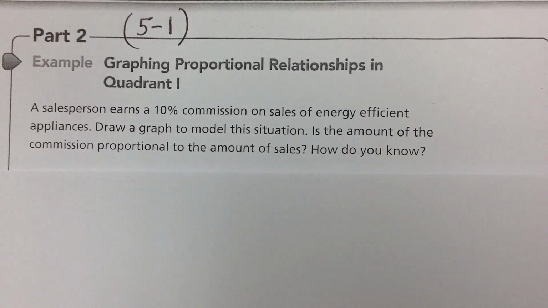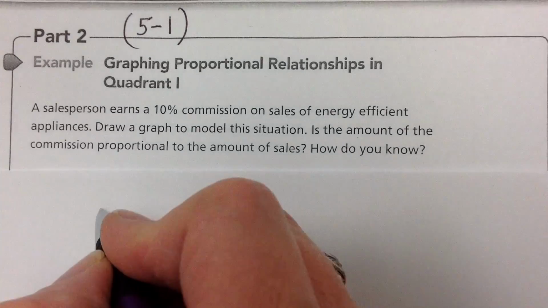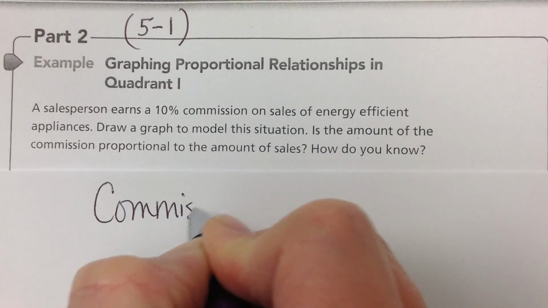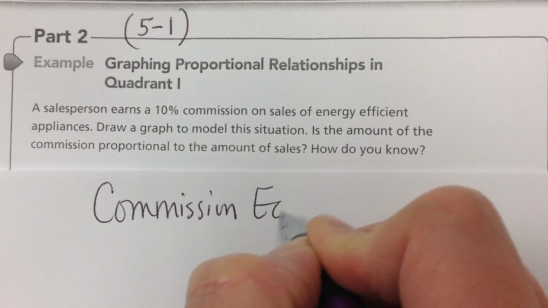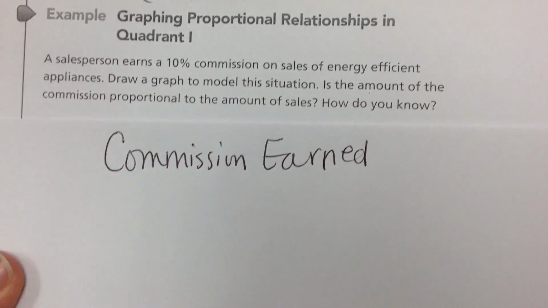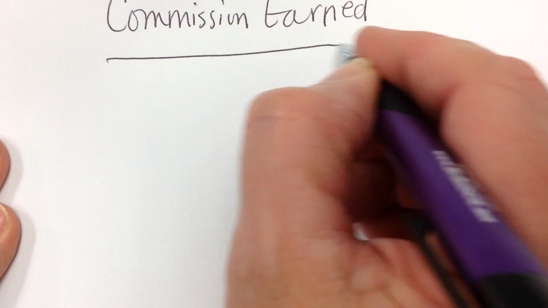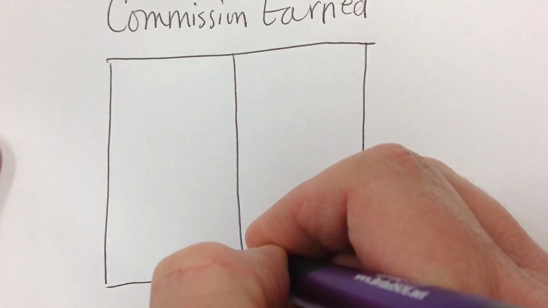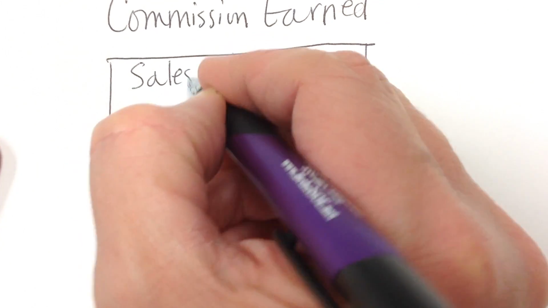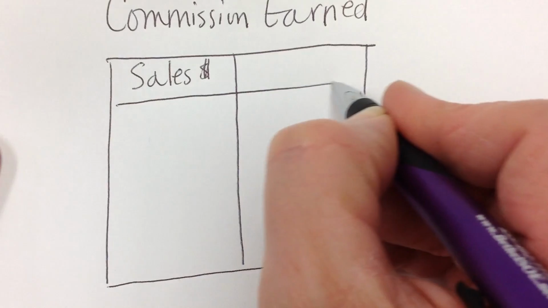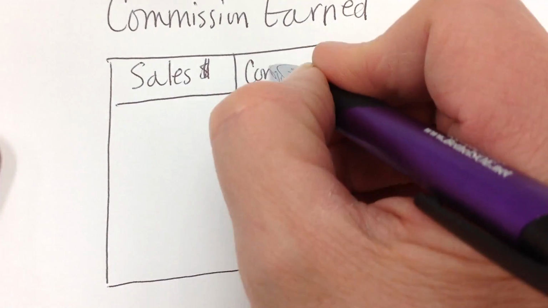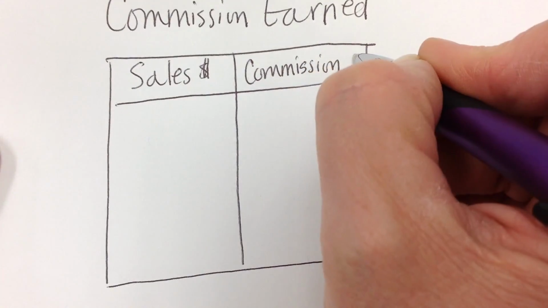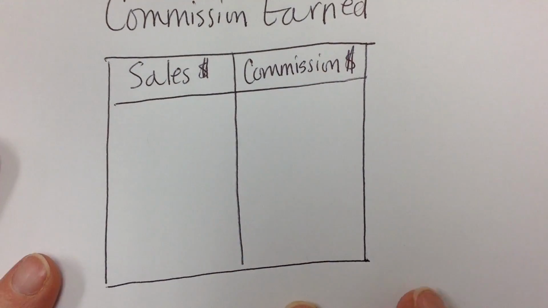That would be the first thing that I would want to do. So let's make a table about the commission earned. In my table, we're going to talk about sales in money, and then the commission that is made, which is also money. Okay?